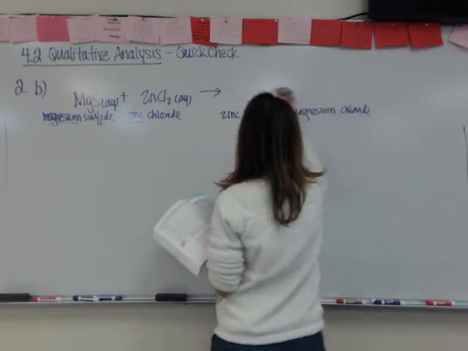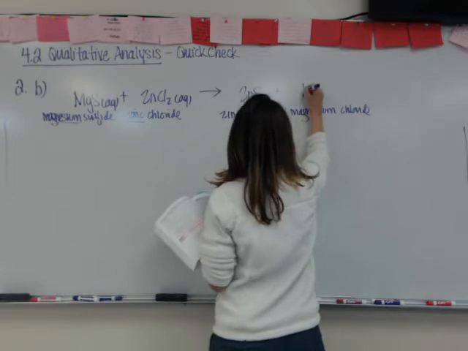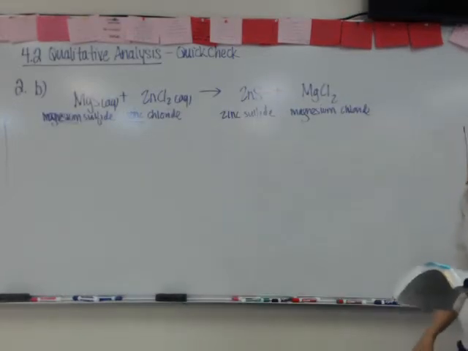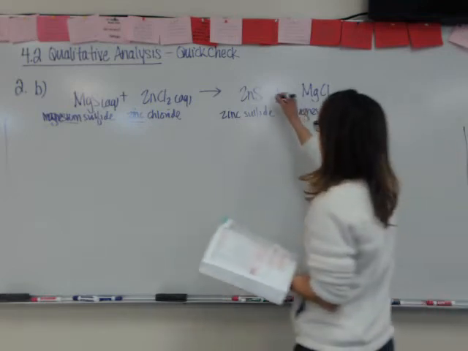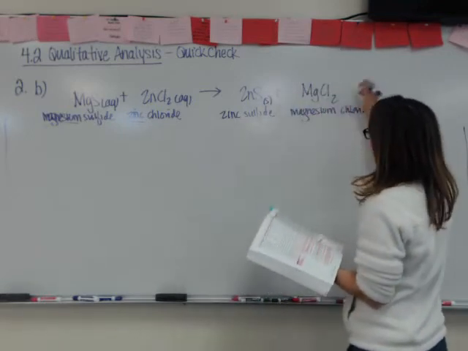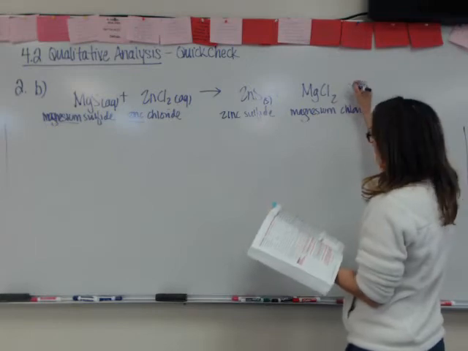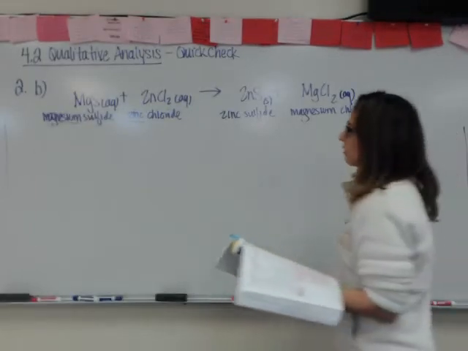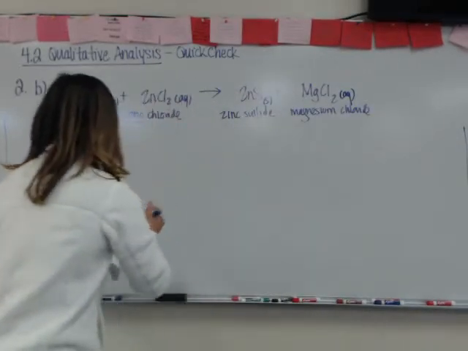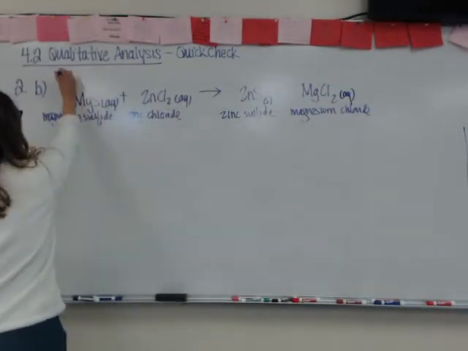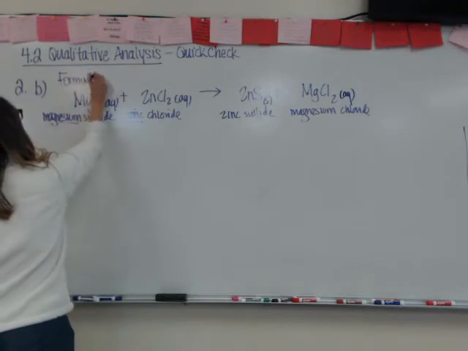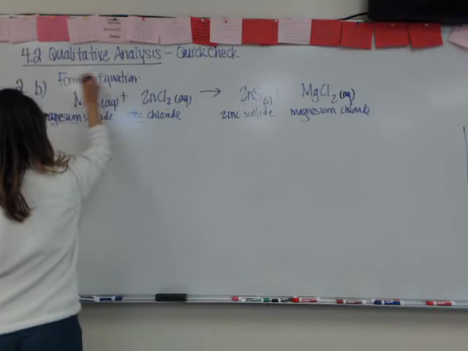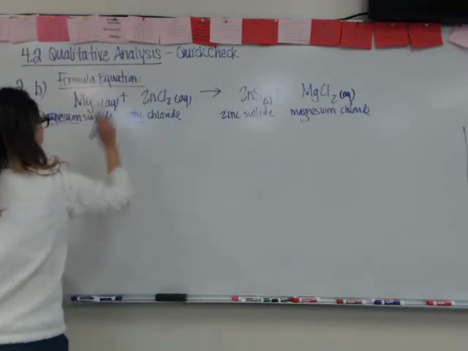I'm going to cross charges. This is ZnS. This is MgCl2. Okay? In terms of the states of matter, if you look at the solubility rules, you'll see that zinc sulfide is low solubility, so it's going to be a precipitate or a solid, and then magnesium chloride is soluble in water. Is it balanced? Yes. So this is my formula equation, also known as your molecular equation. Okay, so this is the first thing that we need here.